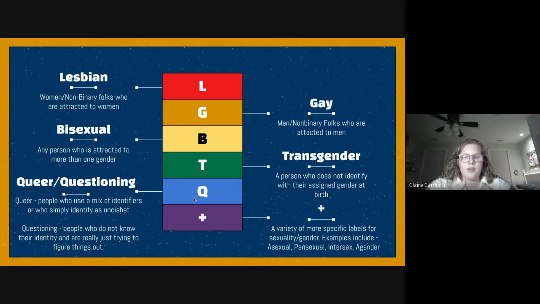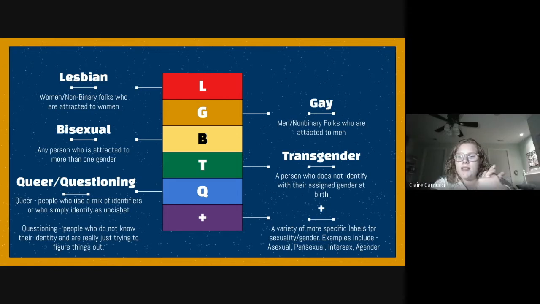Queer can be two different things. It can be either people who use a mix of identifiers or people who simply identify as uncishet. Cishet is someone who is both straight and cisgender, which means they identify with the gender they were assigned at birth. So queer is someone who doesn't identify as those but isn't really sure what they are. Questioning is someone who just doesn't really know what they are, and they're just trying to figure things out.